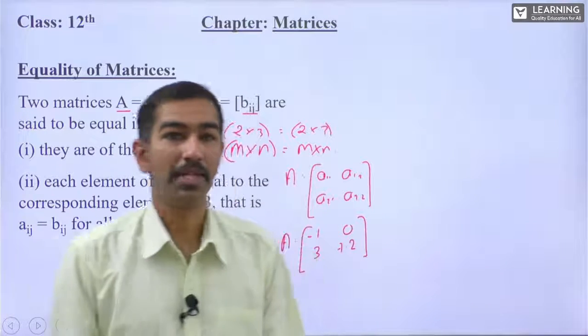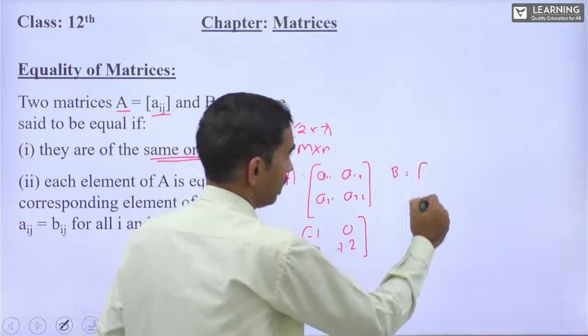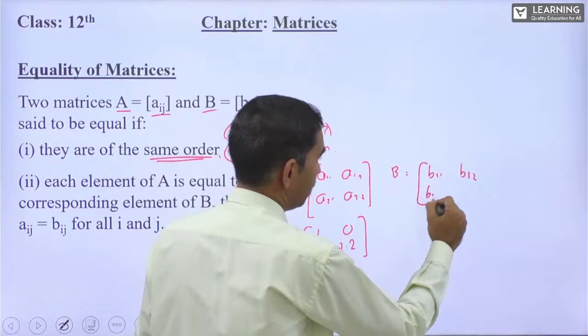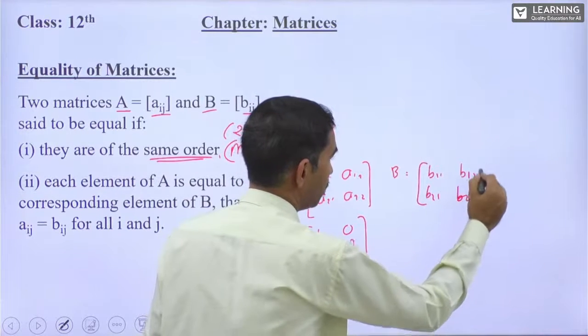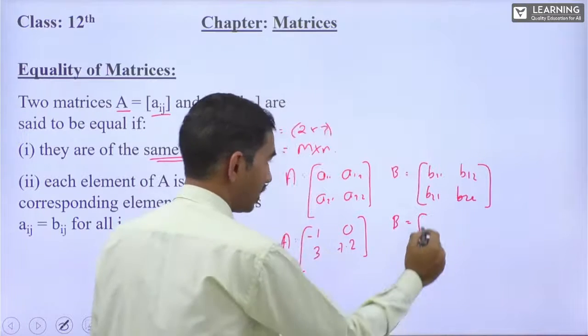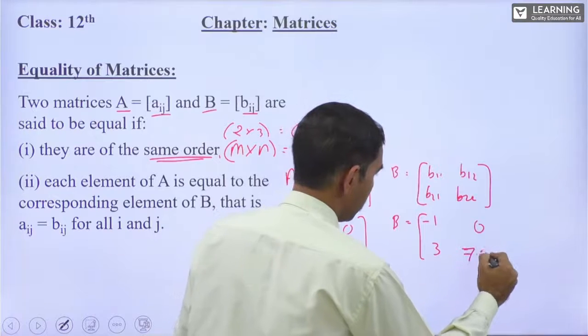Now let us take matrix B, students. So matrix B, we'll take B equals B11, B12, B21 and B22. We'll write the elements here as well. Matrix B equals -1, 0, 3, 7.2.